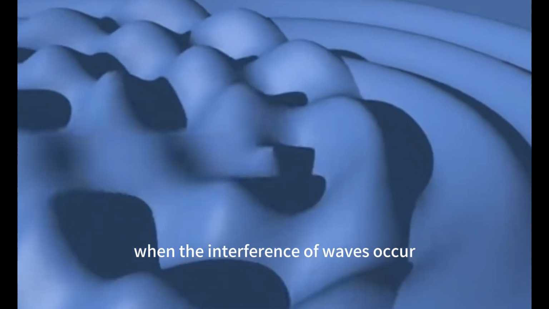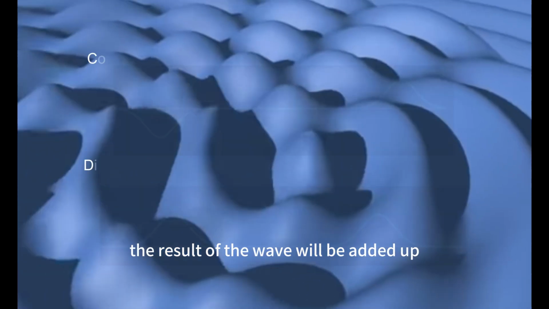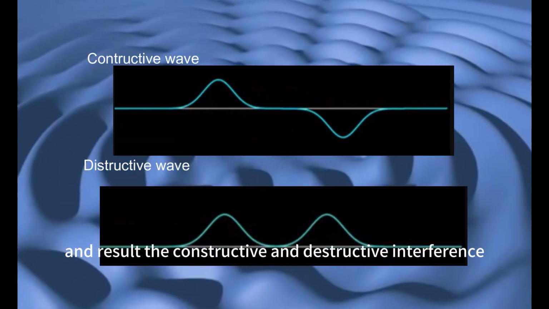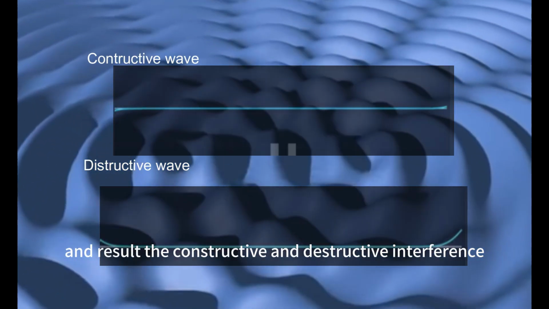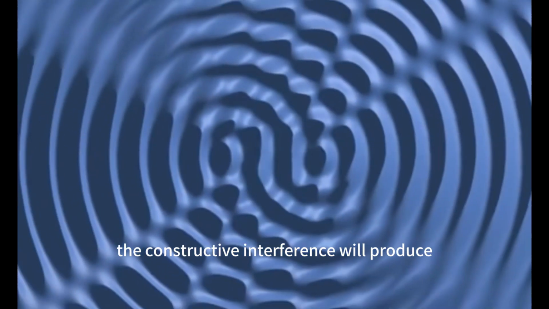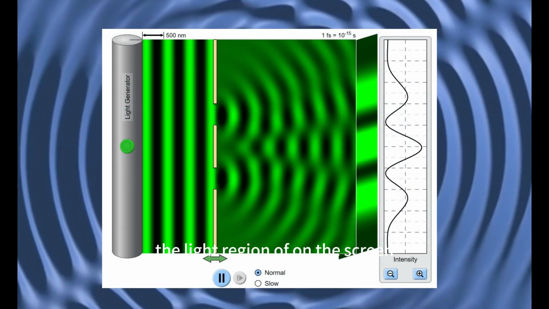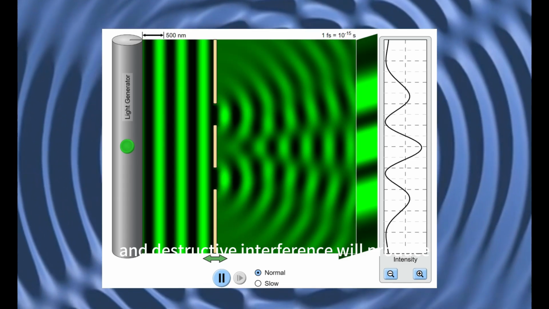When the interference of waves occurs, the waves will be added up, resulting in constructive and destructive interference. The constructive interference will produce the light region on the screen, and the destructive interference will produce the dark region on the screen.